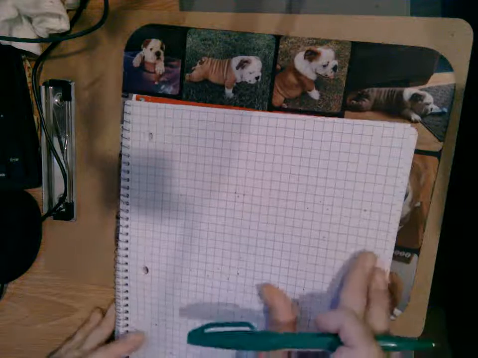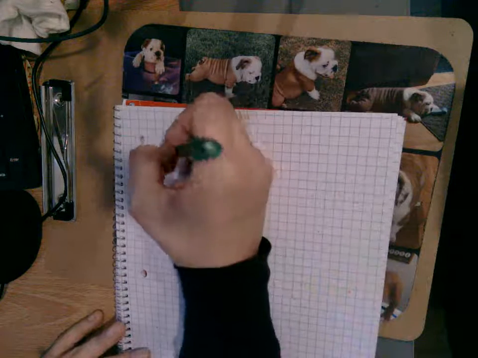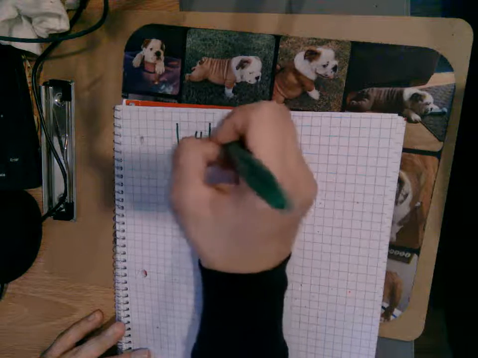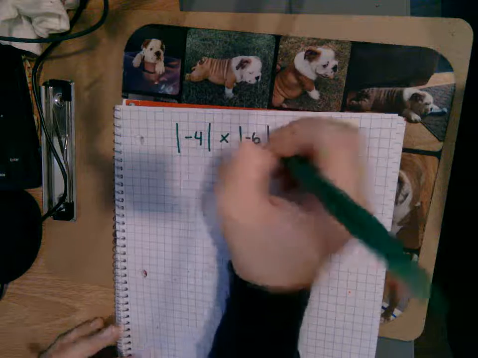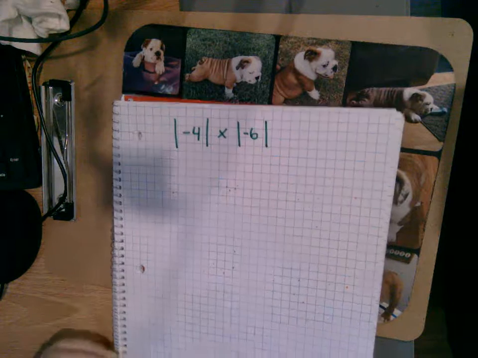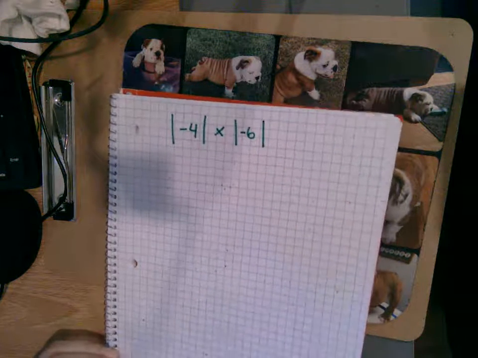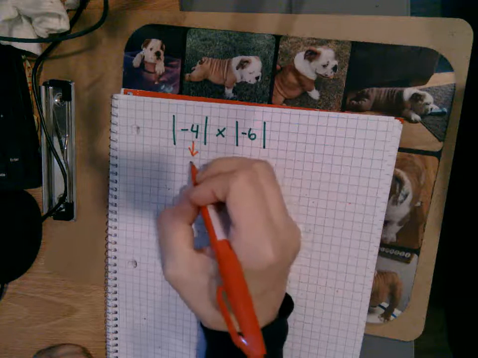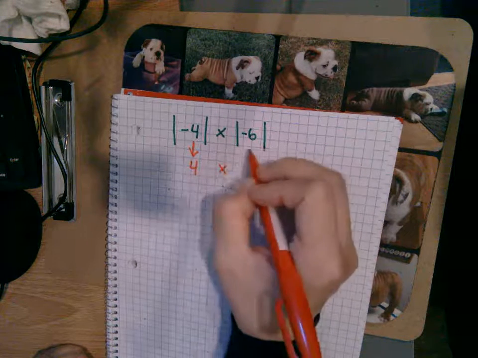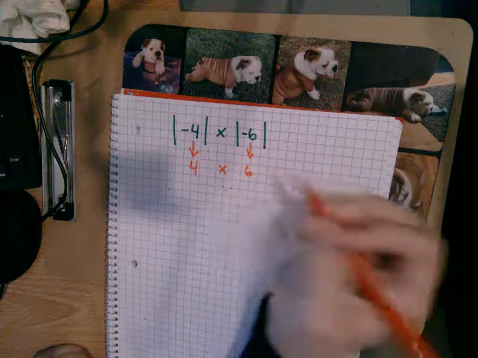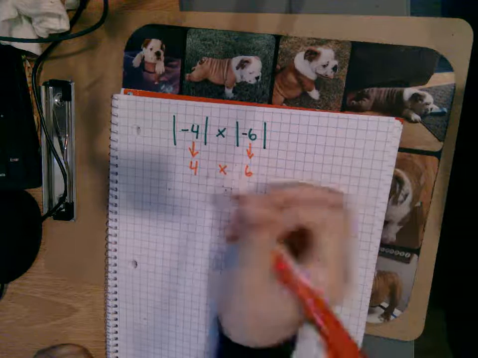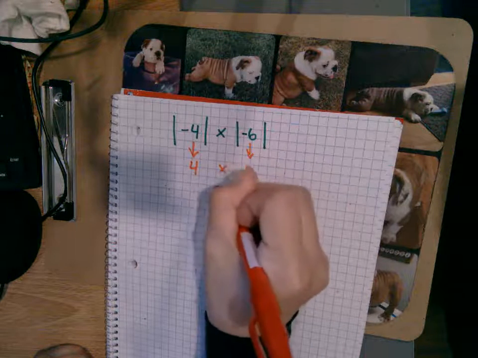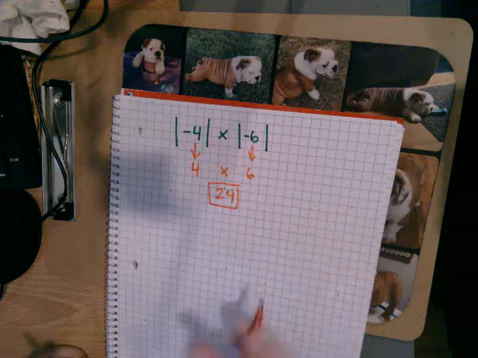Okay, what if the problem looks like this? Now we're going to be talking about multiplication. What's the absolute value of negative 4? 4. Times, what's the absolute value of negative 6? 6. What's 4 times 6? 24. So it works with multiplication.